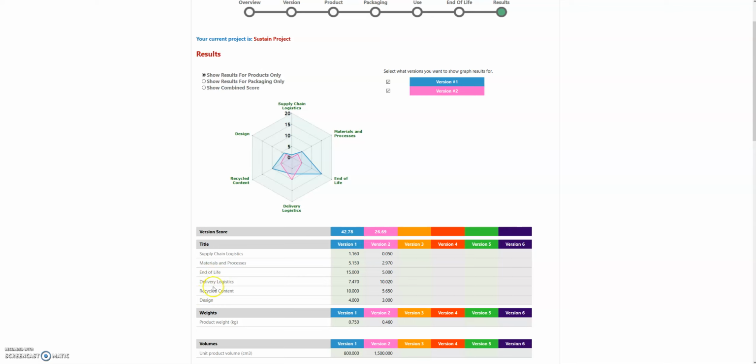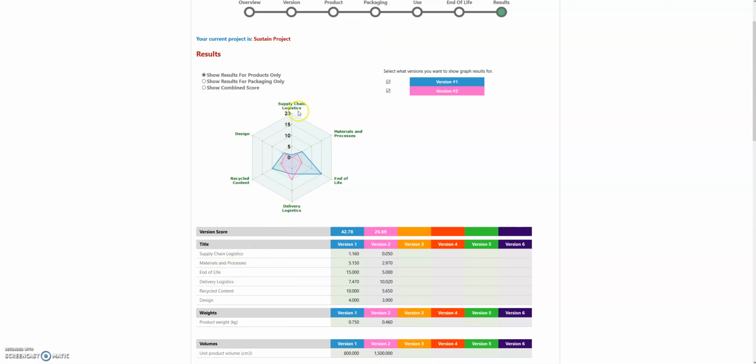Delivery logistics again looks at where the product is made, where the product is sold, and how you move that product around. Also, it looks at how many you can fit into a vehicle or a container, so the efficiency of shipping. Recycled content is based on the percentage of the total weight of the product that contains a recycled material. And design looks at a number of issues such as types of materials, again, carbon footprint of materials, etc. So those are the 6 parameters. These are all explained in the user guide.